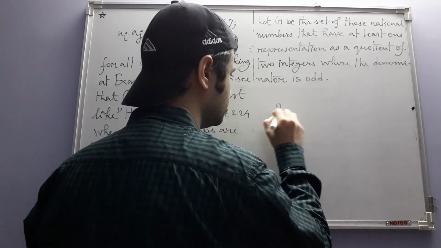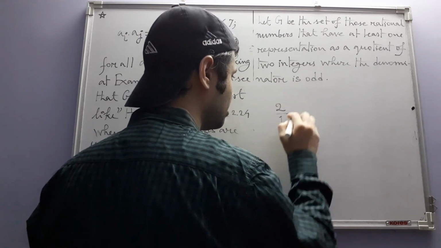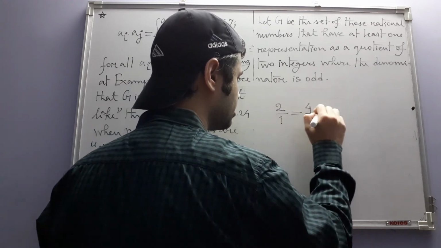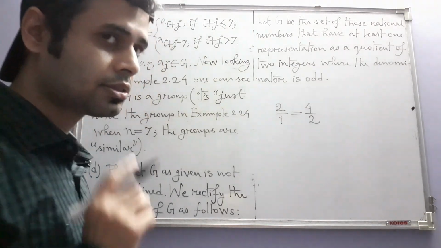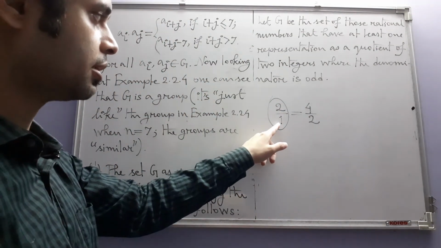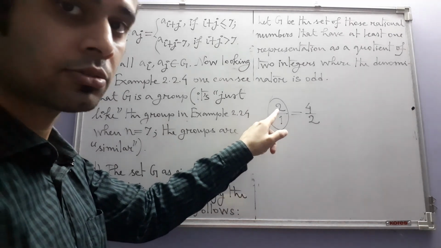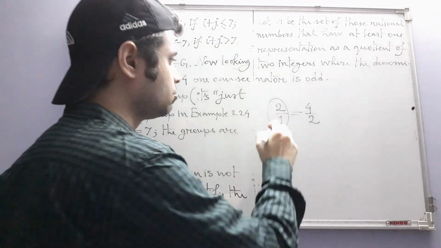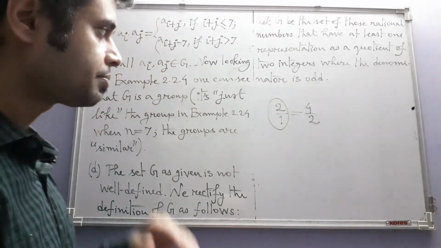You see, now we can decide whether 2 belongs to G or not. Yes, 2 belongs to G. 2 can be written as 2 by 1. It can also be written as 4 by 2. But since there is at least one representation as a quotient of two integers where the denominator is odd, that's why 2 will belong to G.